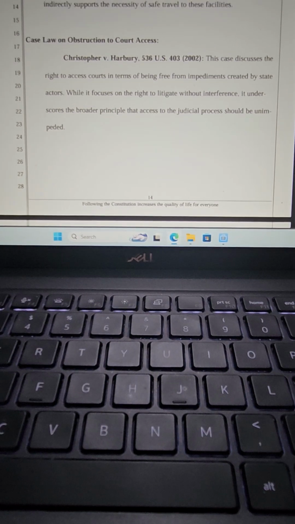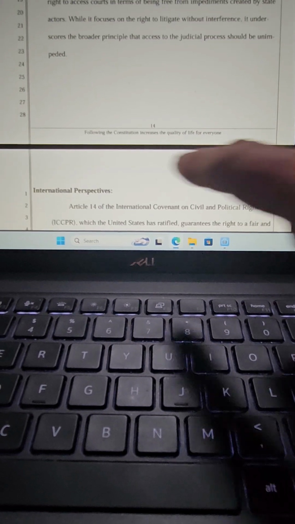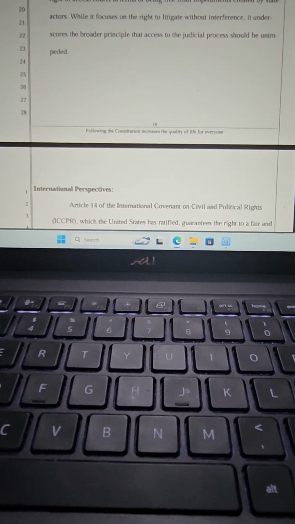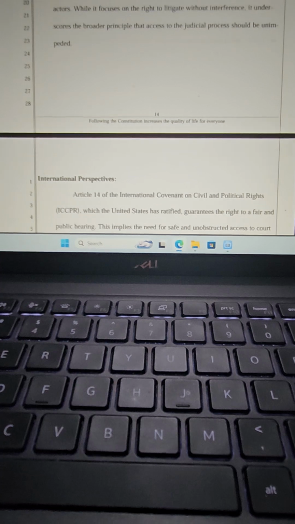You guys all fucked up. You guys are full of shit. Look what I put on the bottom of every page, too. Following the Constitution increases quality of life for everyone.